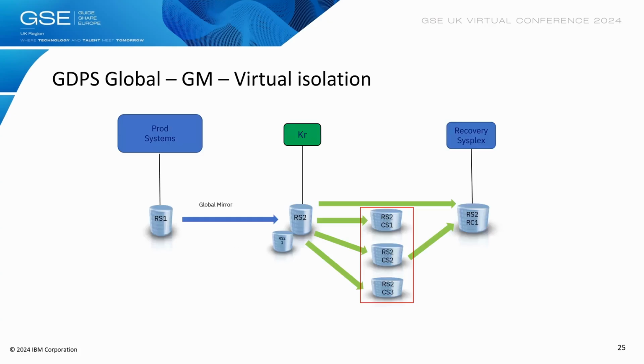So this is a GDPS Global GM with virtual isolation. We have a classic GDPS Global GM solution that offers disaster recovery at extended distance. And off of the secondary disk in the recovery region, we have an LCP environment. The point-in-time copies are taken from the same disk subsystem as the secondary Global Mirror disk, and the LCP feature is managed by the GDPS Global GM remote controlling system.